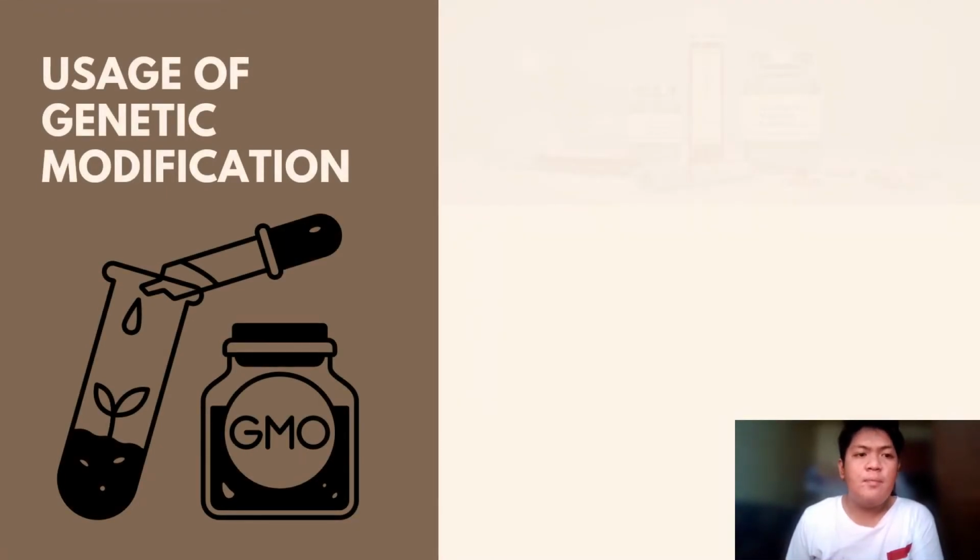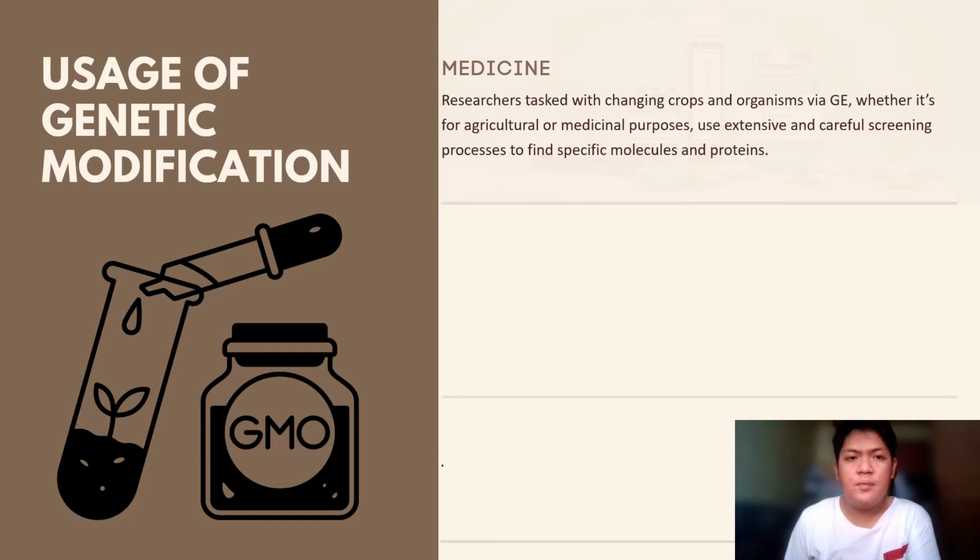Usage of genetic modification. First is medicine. Researchers tasked with changing crops and microorganisms via genetic engineering, whether for agricultural or medicinal purposes, use an extensive and careful screening process to find specific molecules and proteins.